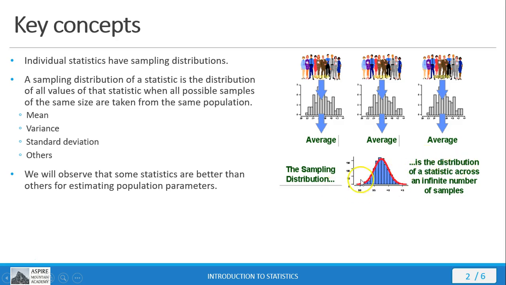It's the distribution of a sample statistic across an infinite number of samples. And we're going to observe that some of these statistics that we can get for the samples are better predictors for estimating the population parameters than others.